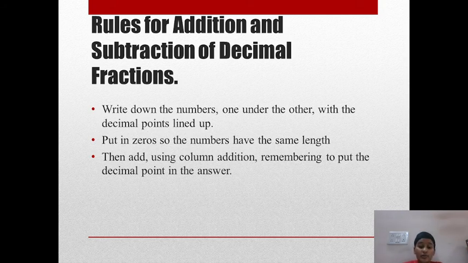Also be very neat when you write the sum. When you are writing the addition part, or when you are subtracting the sum, be very careful with whatever you are doing. No cancellations, and decimal point should be there. So neatness is very important.